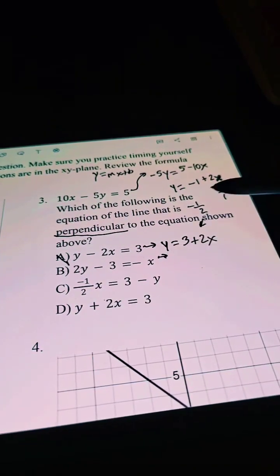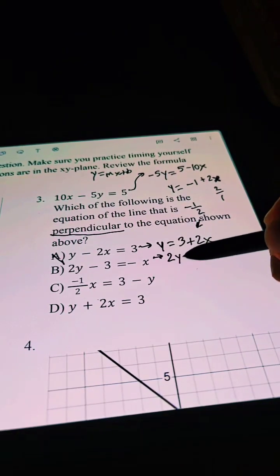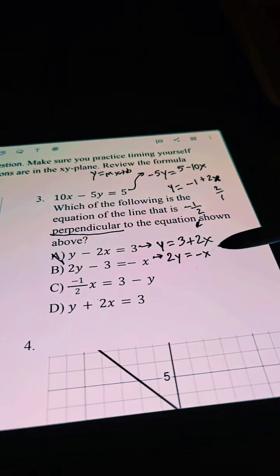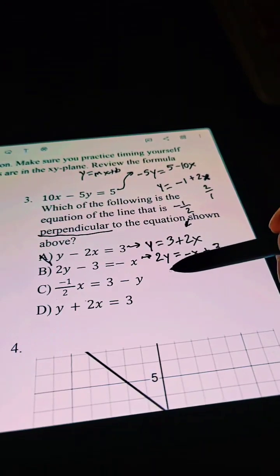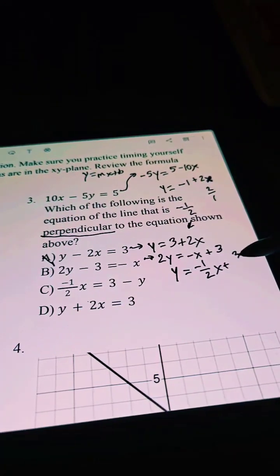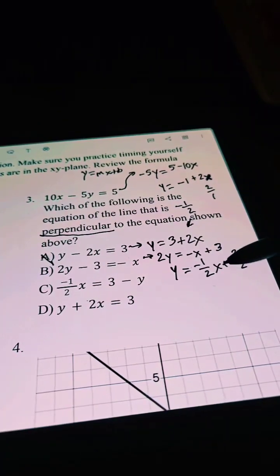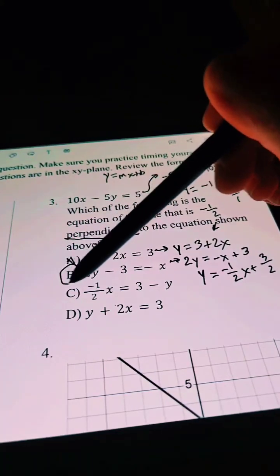And then for the next one, we're going to add 3 to each side. So it's going to be -x plus 3. And then we're going to divide by 2. So when we divide by 2, we're going to get -1/2 x plus 3/2. And look, now you have -1/2 in front of your x, so it has to be this one.